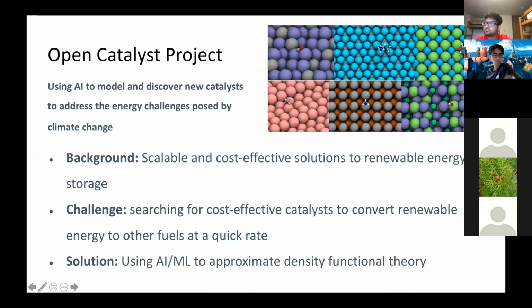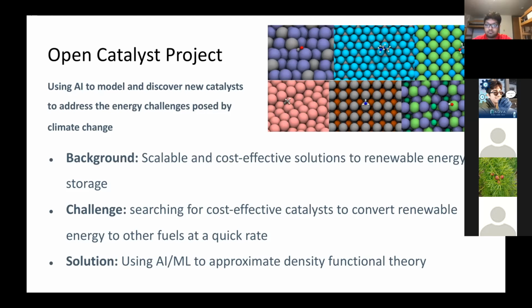Yeah, so the fundamental problem was that we're working on this project in conjunction with the Open Catalyst project, which is a far larger project than what we're doing. We're just participating in it. The larger problem is to use AI to search effectively for these new catalysts. And I guess the problem we're trying to solve is climate change and energy challenges.